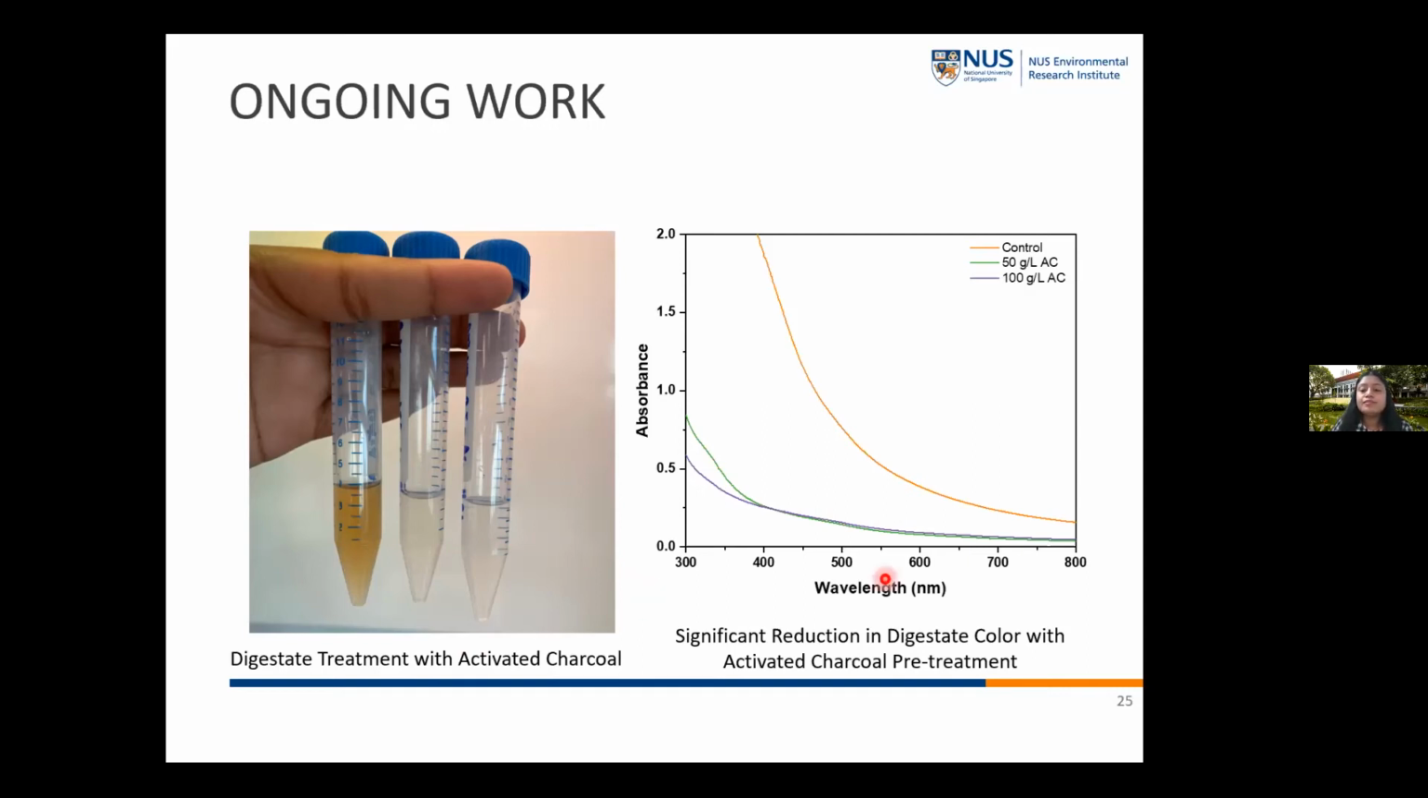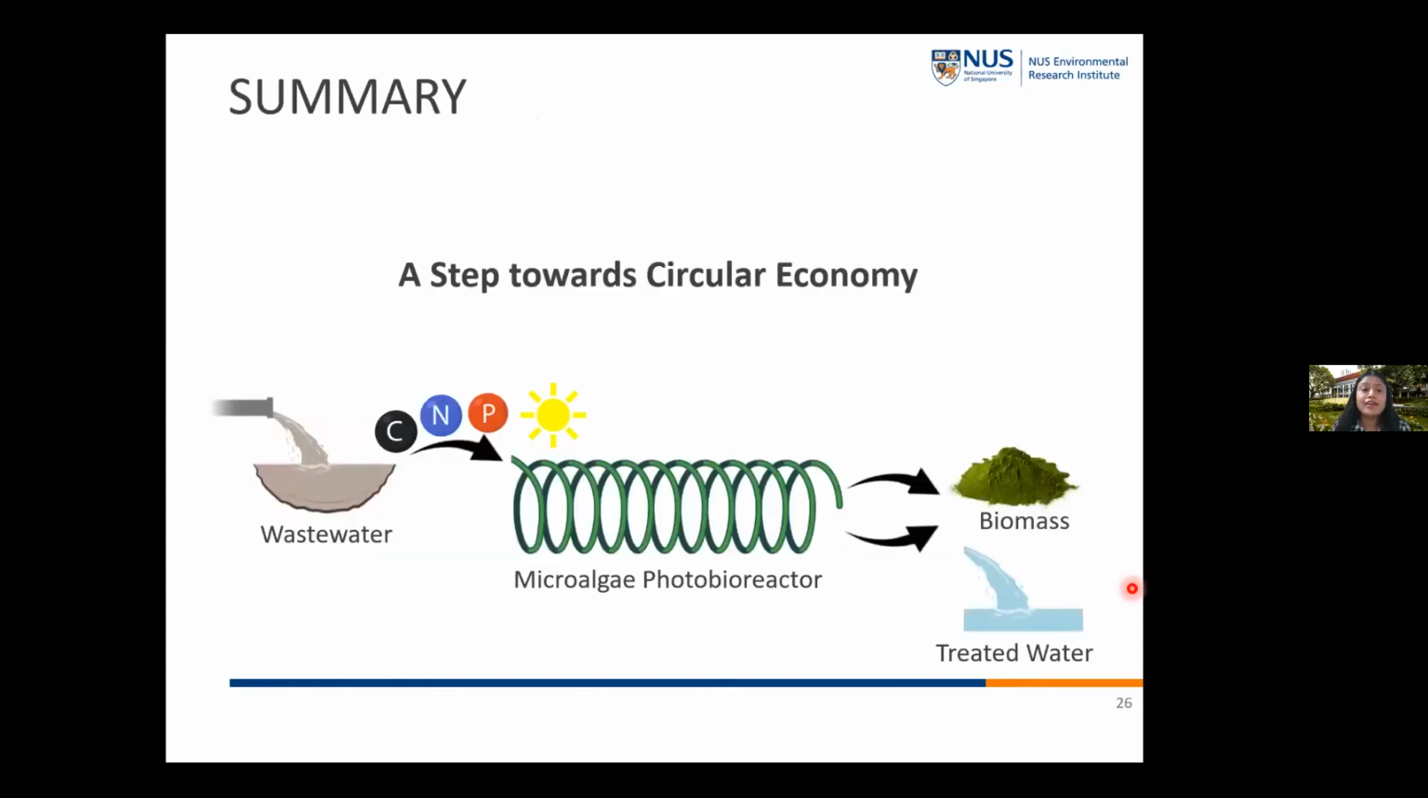So this brings me to the summary of my presentation, and I would like to again put emphasis on this solution. We have waste resources locally available. We could use them to grow microalgae, and in return, we can get biomass, which has multiple applications, and we could treat the water. So this is our one step towards a circular economy.